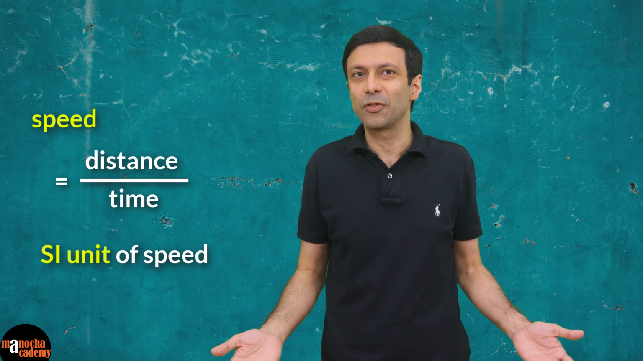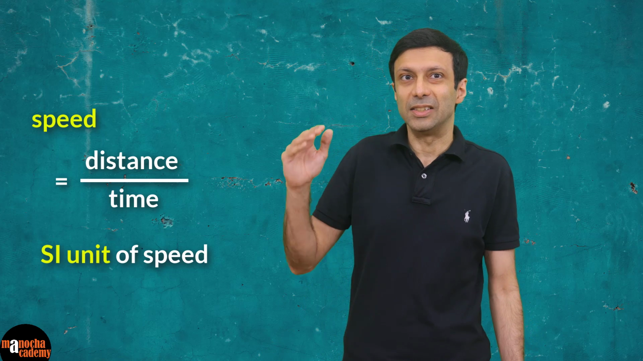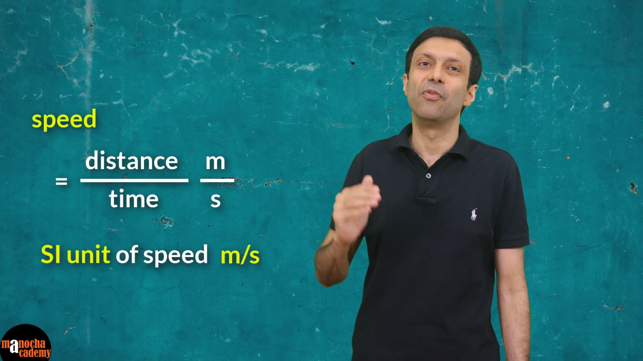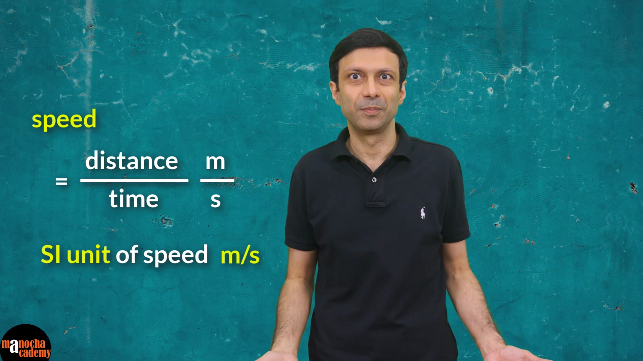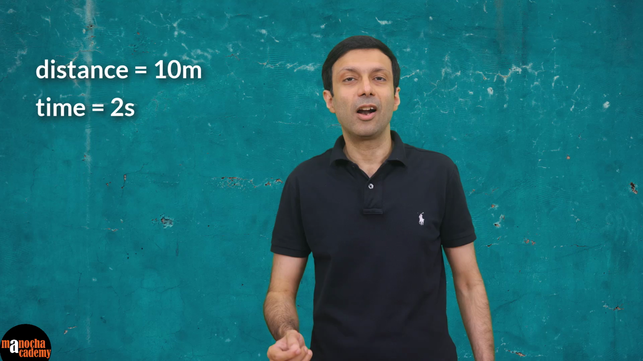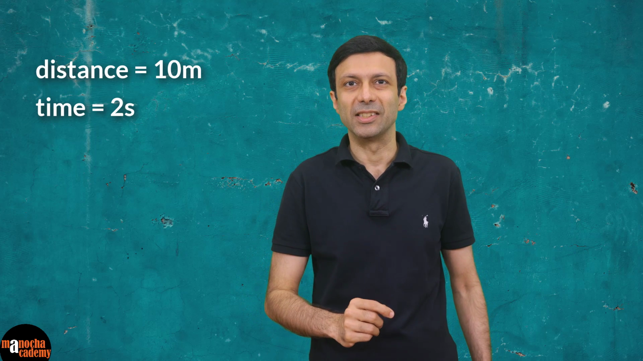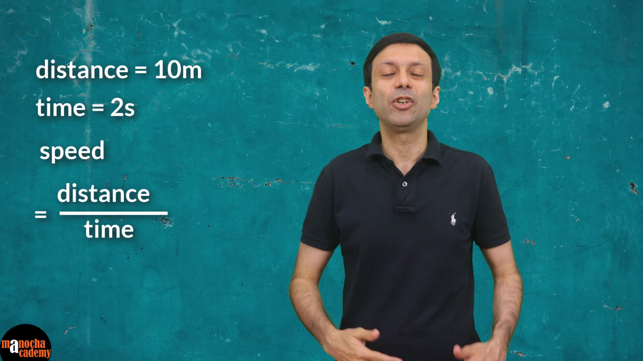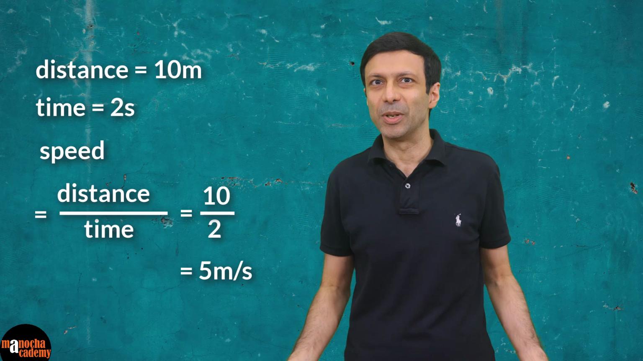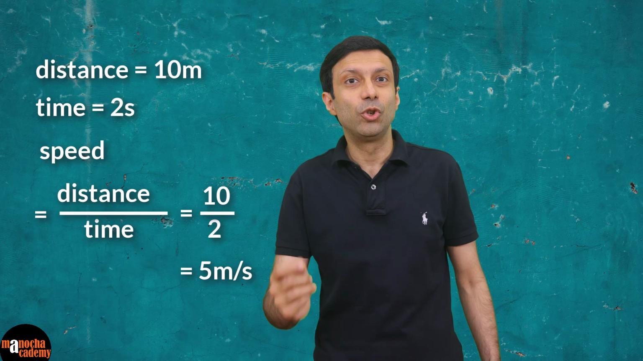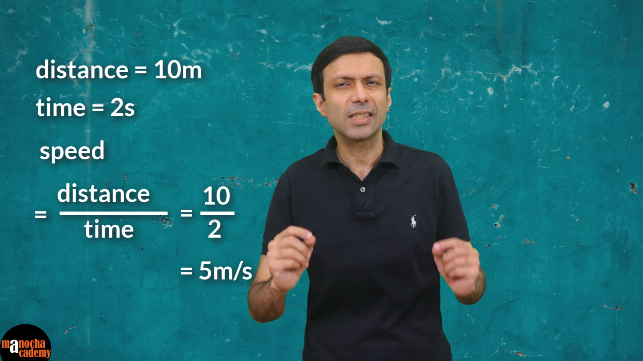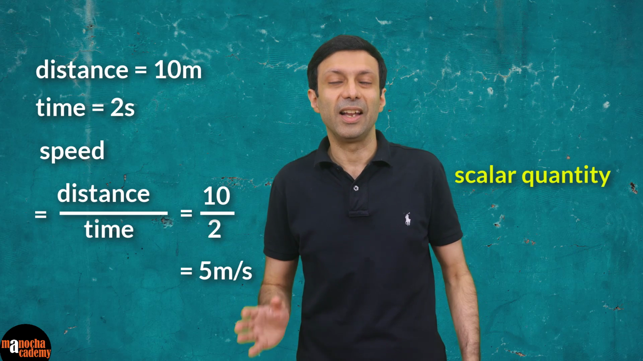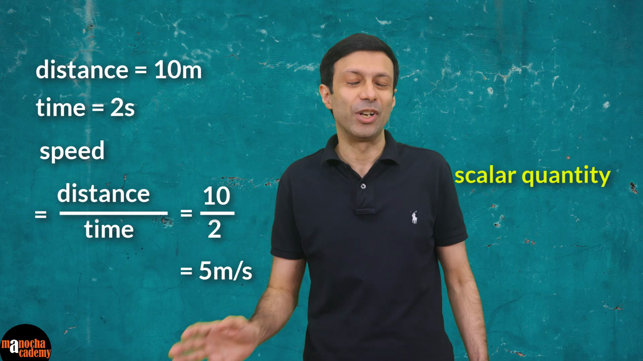What is the SI unit of speed? Very simple. It's distance divided by time. So the SI unit will be meter divided by second or meter per second. For example, let's say a car travels 10 meters in 2 seconds. What is the speed of the car? 10 meters divided by 2 seconds, so it is 5 meters per second. In speed, we do not specify the direction, just the value of the speed. So speed is a scalar quantity. It has only magnitude and no direction.